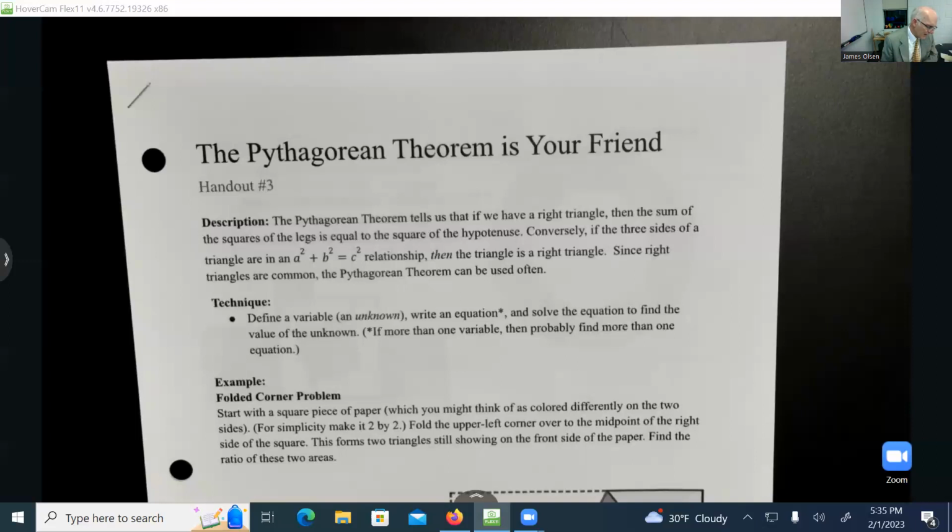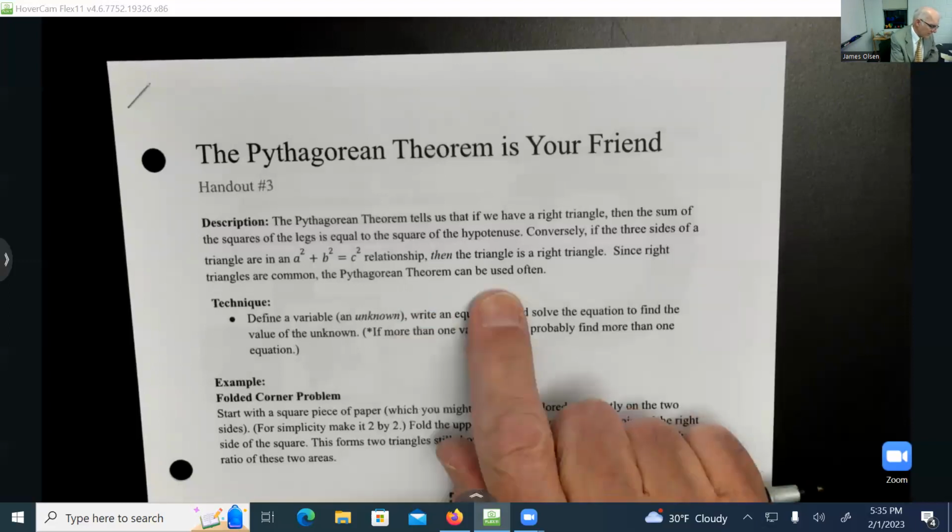Conversely, if we have three sides of a triangle in the relationship a squared plus b squared equals c squared, then we can conclude that the triangle is a right triangle. Since right angles are common and right triangles are common, the Pythagorean theorem can be used often. It's a very powerful tool.